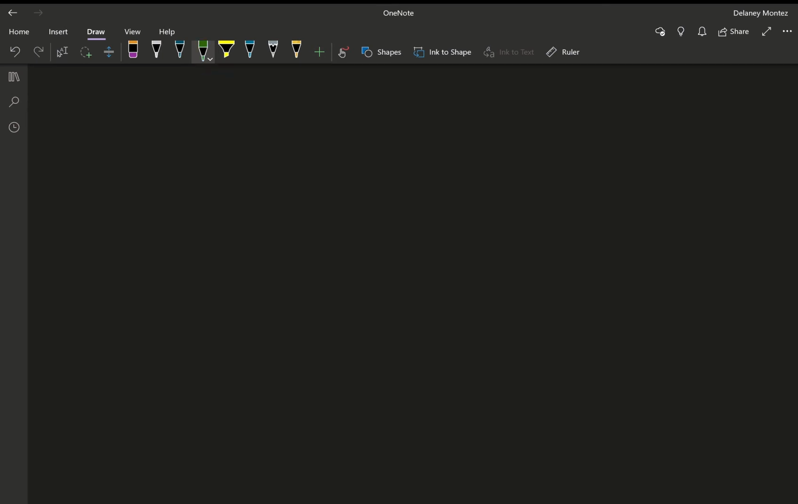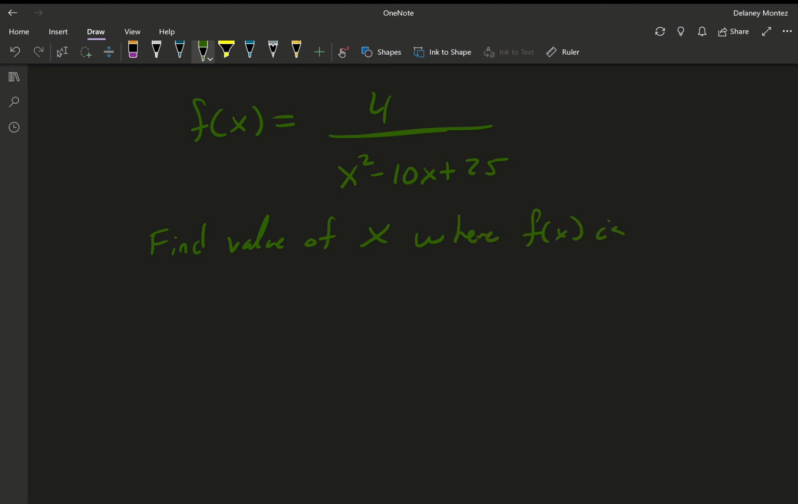Okay, so let's say we're given f of x equals 4 over (x squared minus 10x plus 25). Find the value of x where f of x is undefined.